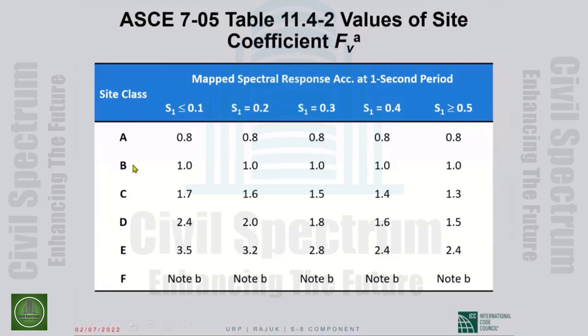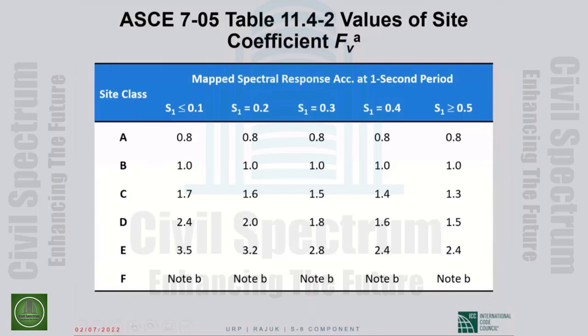These are the long period site coefficients F sub B. Again, benchmark site class B, all the coefficients are equal to 1. The coefficients are a function not only of the site class but of the intensity of ground motion at the site, as you see here.